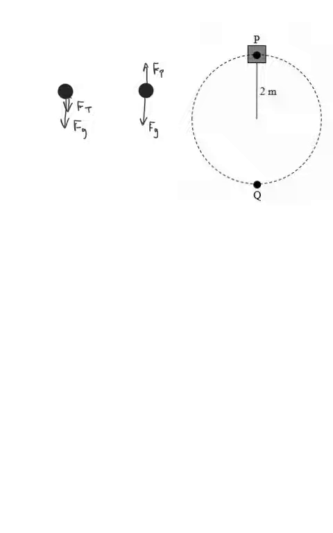When it's at the top, the centripetal acceleration is pointing downward toward the center of the circle. When it's at the bottom, the centripetal acceleration is in the upward direction, still pointing toward the center of the circle.